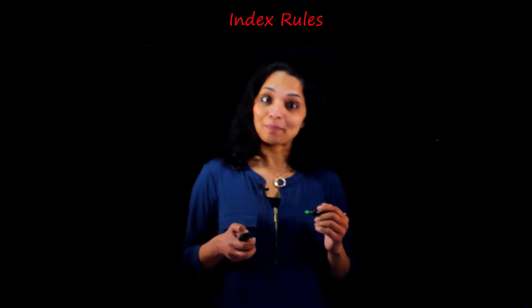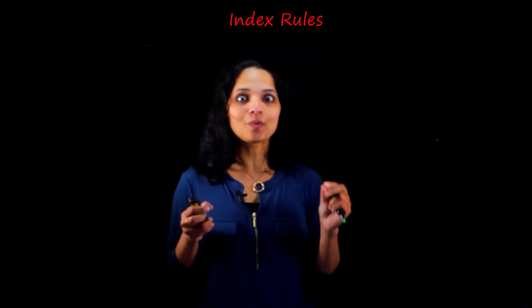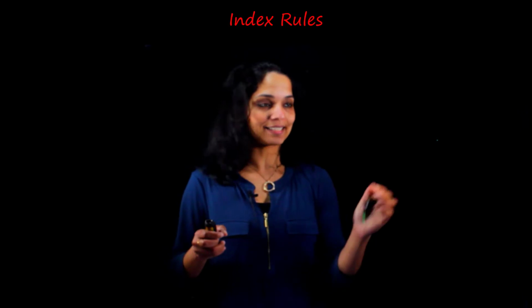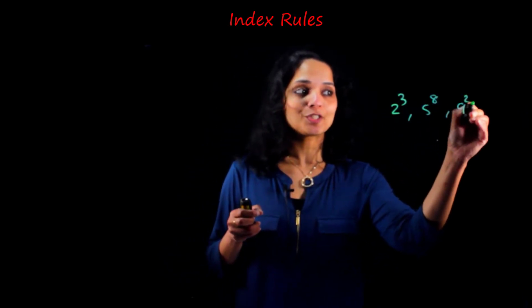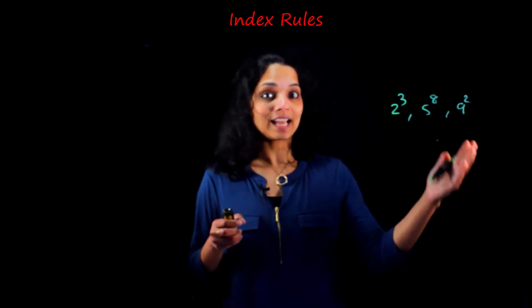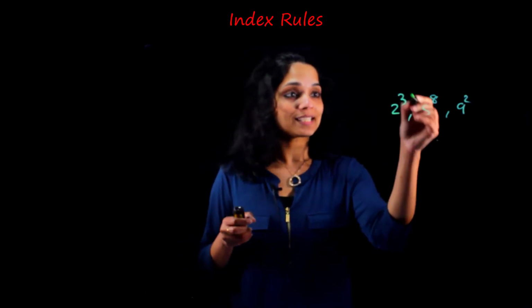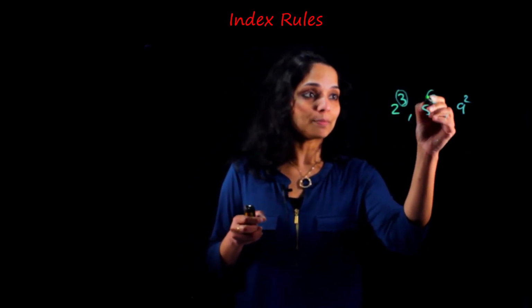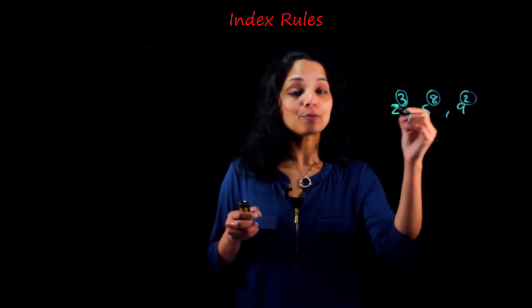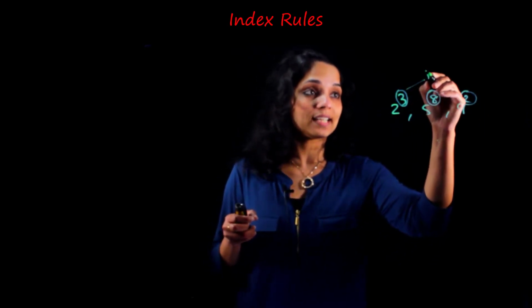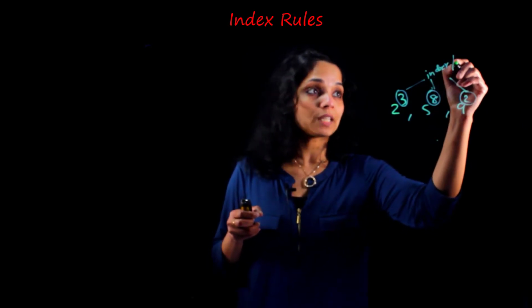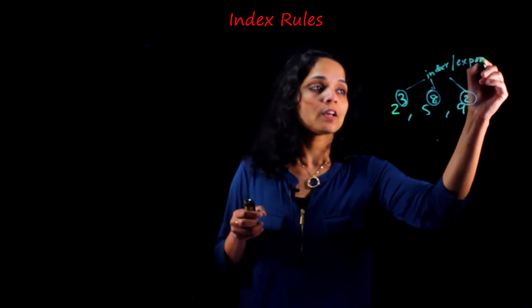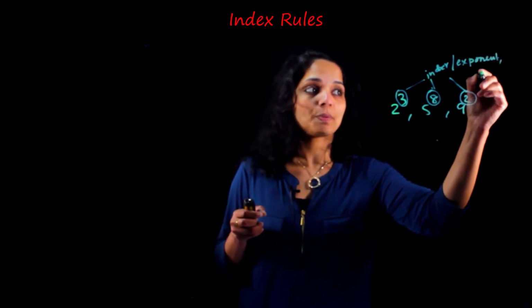Let's learn in this video about different index rules. I'm pretty sure you all know what is meant by an index. 2 to the power 3, 5 to the power 8, 9 to the power 2 are different examples that have indices in them. In all these examples, the small number written at the upper right-hand corner is known as the index. Sometimes we call it an exponent, or sometimes a power.